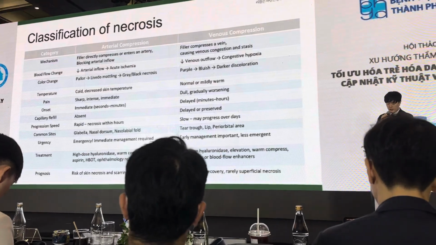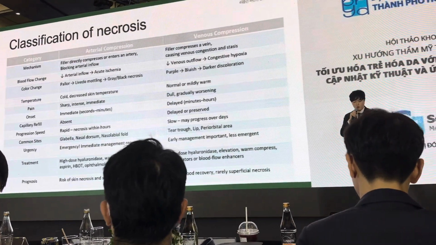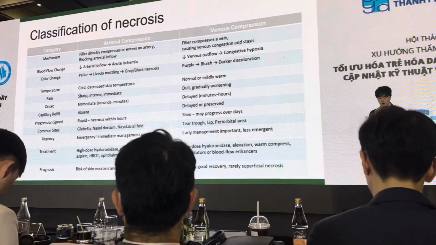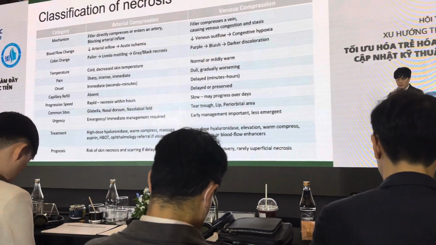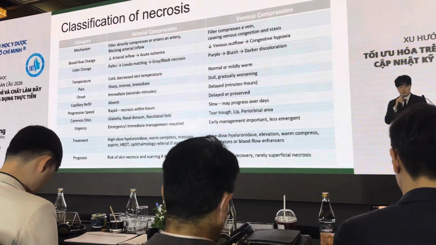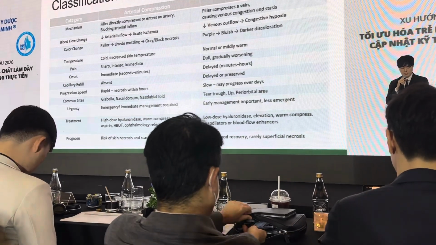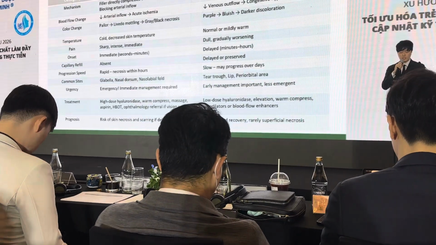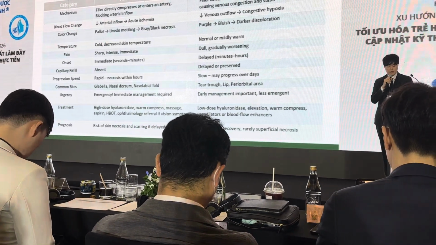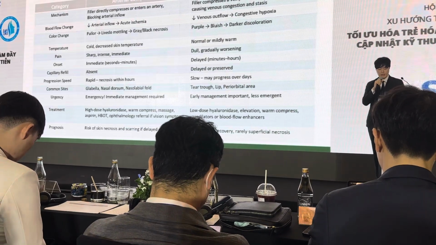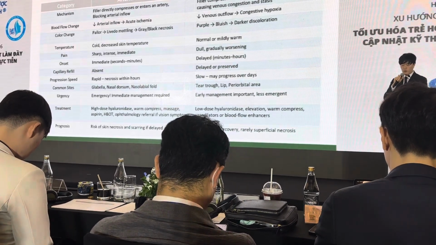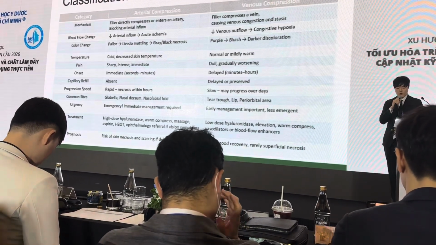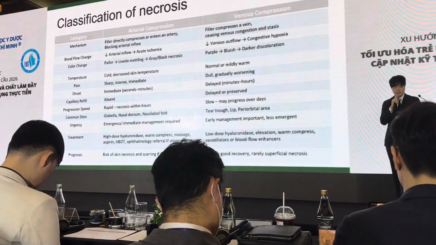Vascular occlusion can further be divided based on whether arteries or veins are affected: arterial compression versus venous compression. Arterial compression typically presents with livedo mottling and sharp, intense pain. Capillary refill is usually absent, and treatment requires high dose hyaluronidase, compression, and gentle massage.